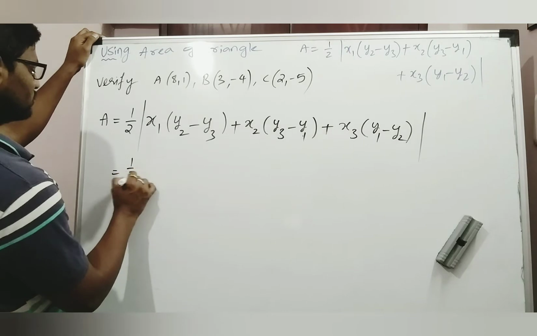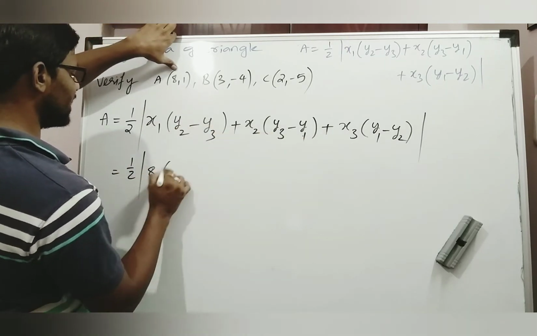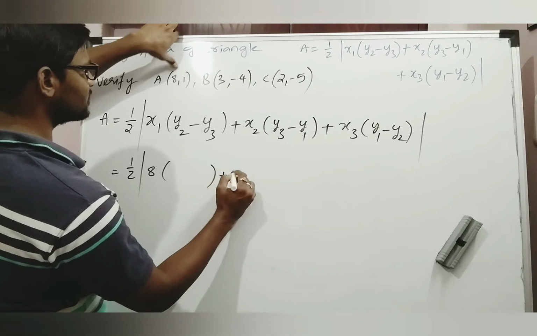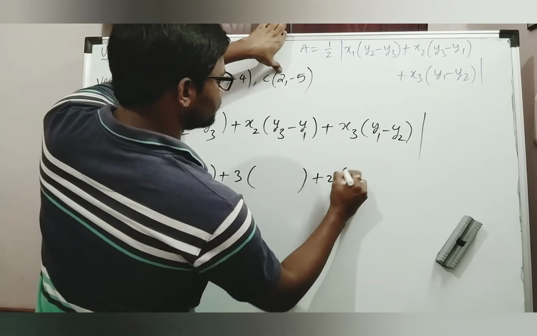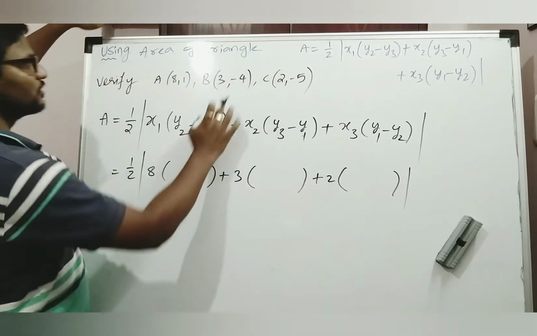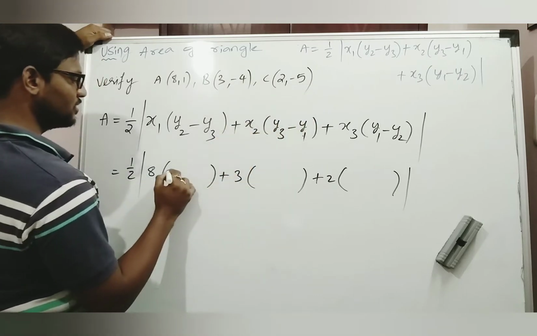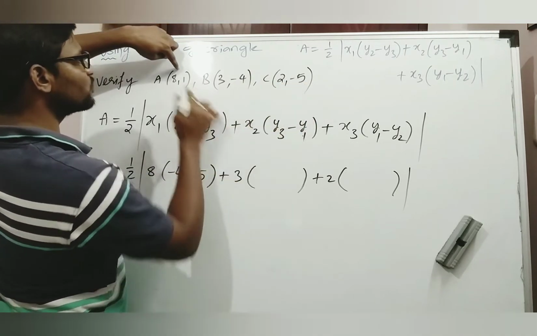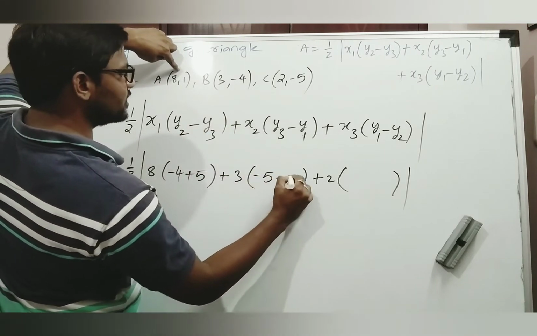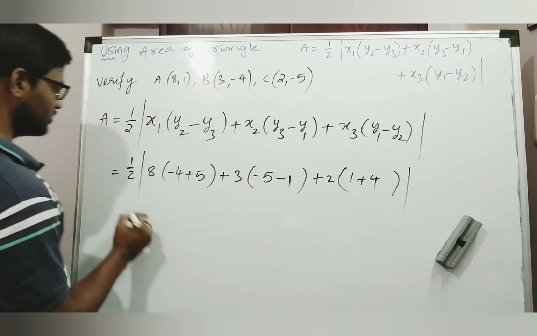Now substitute. First write the x1, x2, x3 values: 8 plus 3 plus 2. Next, y1, y2, y3. y2 minus y3, this minus this: minus 4, minus of minus plus 5. Next, y3 minus y1: minus 5 minus 1. Next, y1 minus y2: minus of minus plus.